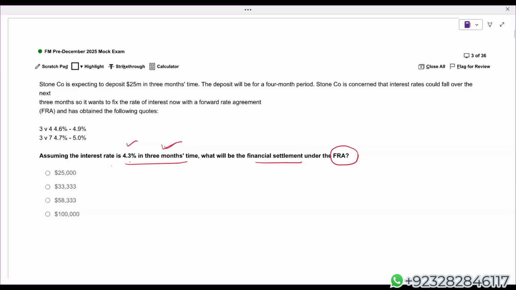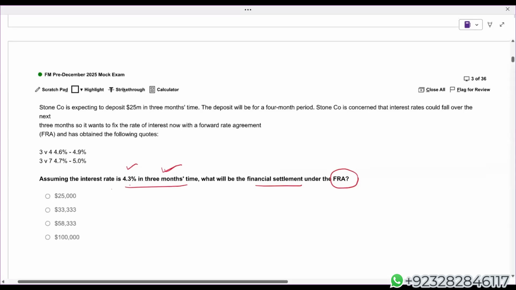We know that forward rate agreement is an OTC product. OTC product means which is available from banks. Under FRA, interest rate becomes fixed for you. Another thing, normally examiner will give you two rates under FRA. In case of borrowing, you will get a higher rate. In case of deposit, you will get a lower rate.